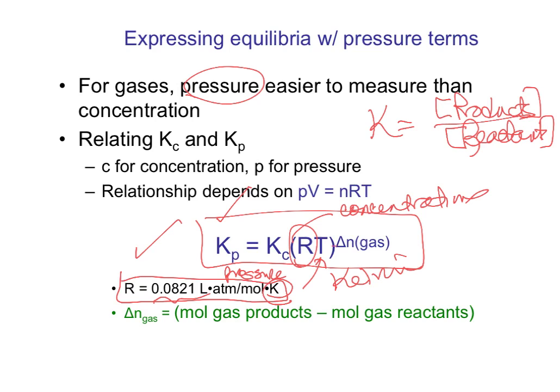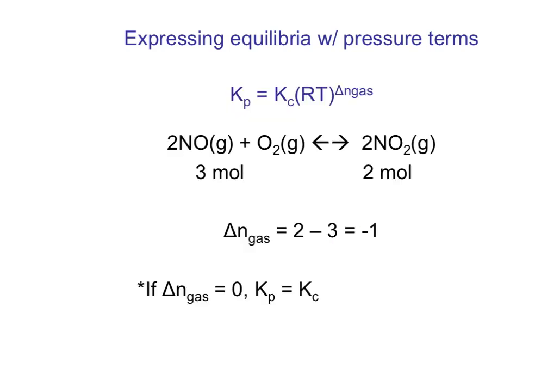Delta N is somewhat the tricky part in this equation. That is the difference in the moles of gas that are on the product side of the equation and the moles of gas that are on the reactant side of the equation. So I'm going to show you a specific example to show you what I mean. That's the part that can trick students up sometimes.